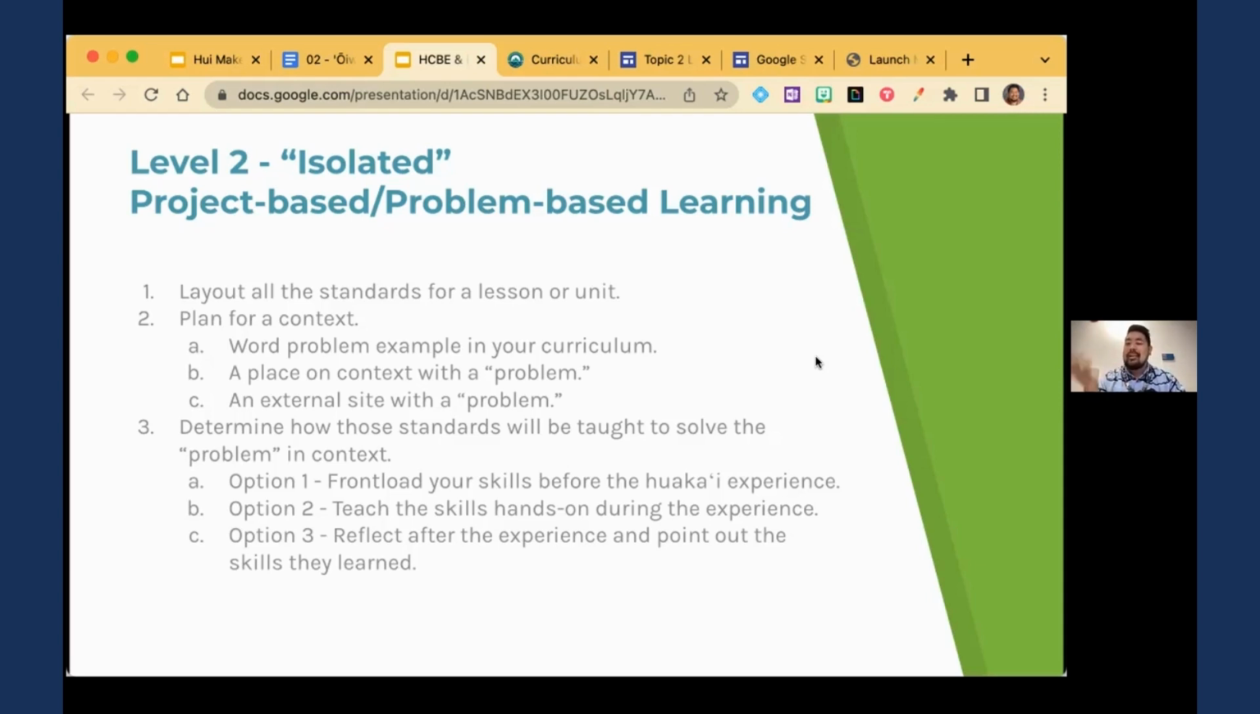Meaning, is there a garden or some kind of lo'i on your campus? Or even further, is there a fish pond outside? Is there an organization you can visit that actually encounters similar problems to the standards you're covering? And then that next part, to actually plan the experience, is have the students actually use that content in that real world setting.